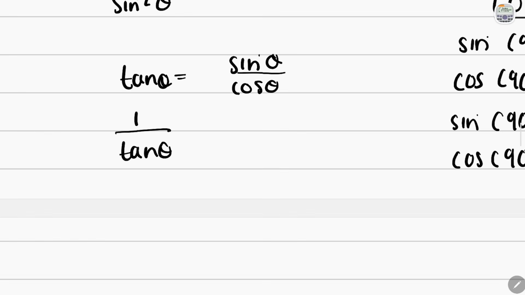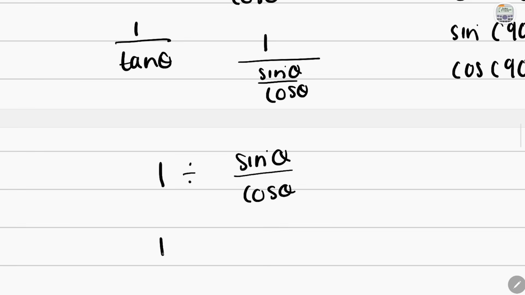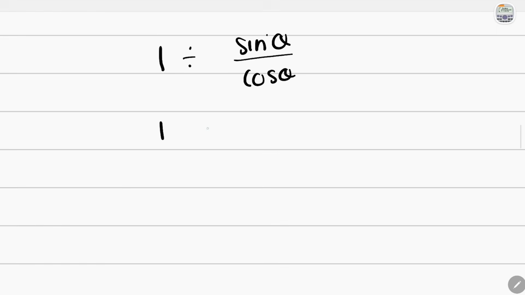So if we had 1 over tan theta, it would be equal to 1 over sine theta over cos theta. And if you went ahead to actually divide this, you'd be saying 1 divided by sine theta over cos theta. And this division, using tip and times, would change into a multiplication. So we say multiply by cos theta over sine theta. So we tip this, we swap the numerator and denominator, and we change the division to a multiplication sign. And so do you see how it's cos theta over sine theta?